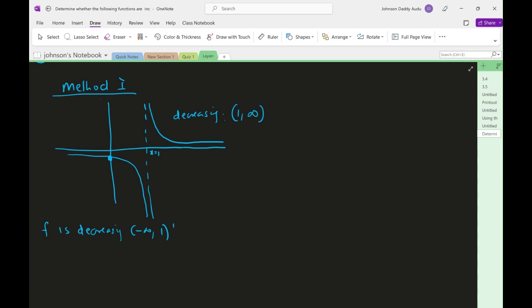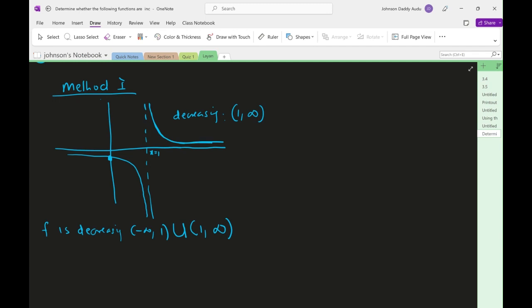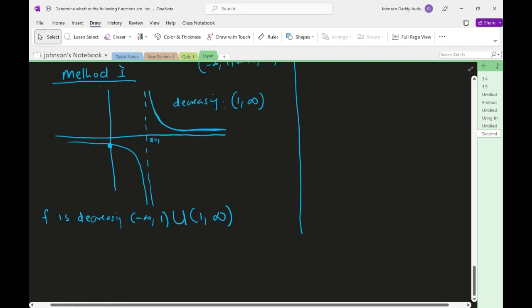Now, also here, it's not just decreasing in one place, it's in two places, so this will be a union. It's also decreasing from 1 to where? From 1 to infinity, as you can see. So that's it. Now, in this situation, remember, the domain is minus infinity to 1 union 1 to infinity, which is the domain of the function.